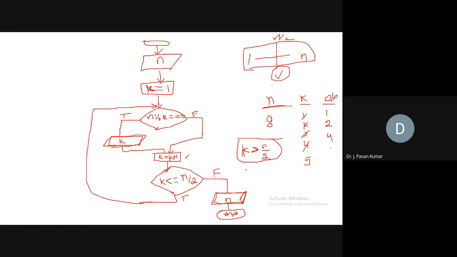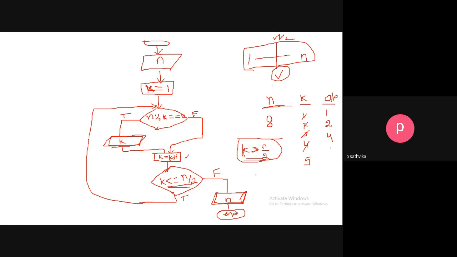Yes, please respond, ma'am. If k is greater than n by 2, instead of this condition, I wanted to give this condition. Yes, 2k is greater than n. Okay, then what I am asking is how this flowchart has to be changed if I give this condition instead of this one.